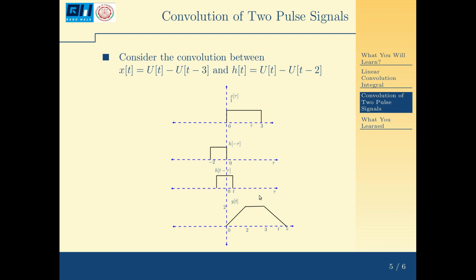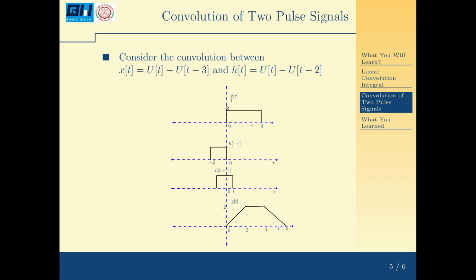Now consider another case. There is a convolution of two pulse signals. Let us consider the convolution between x(t) equal to u(t) minus u(t minus 3). This is a pulse of width 3. So from 0 to 3, it is 1. And I have h(t) that is equal to u(t) minus u(t minus 2). So this starts from 0 and has a width of 2.